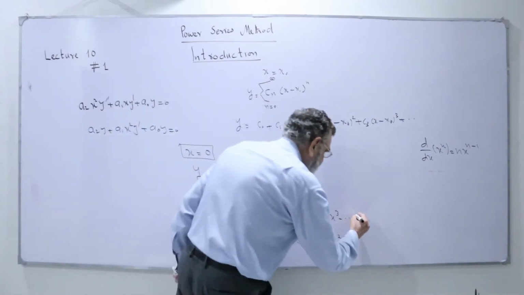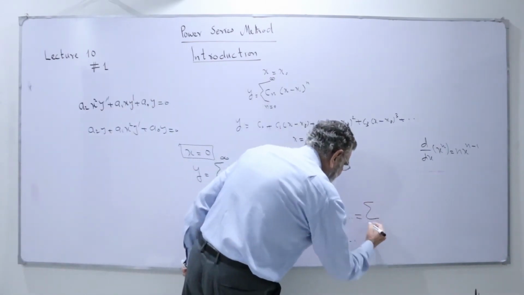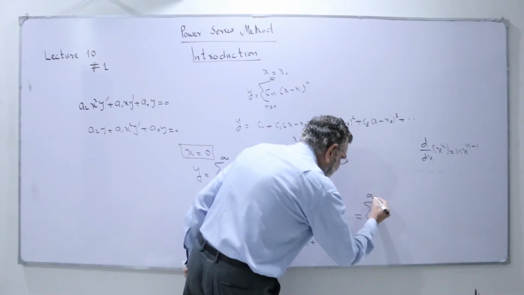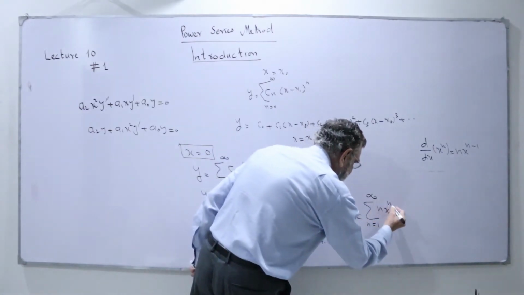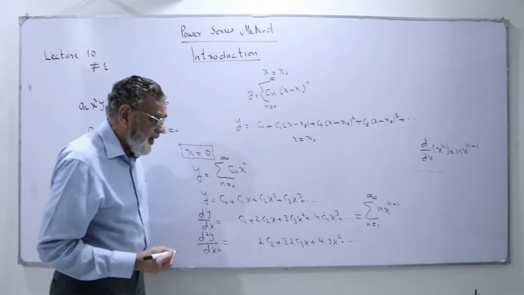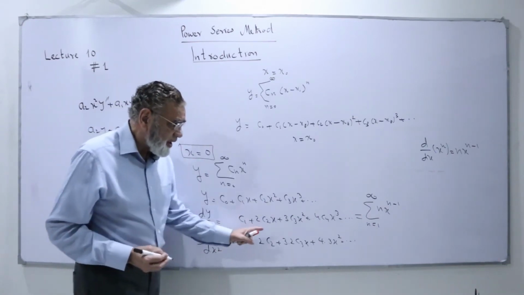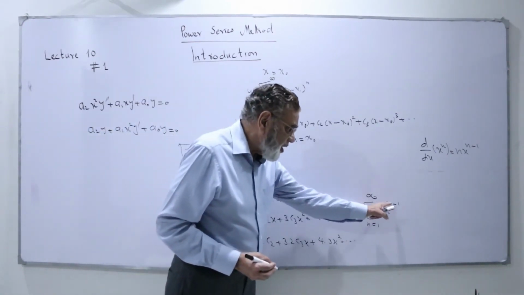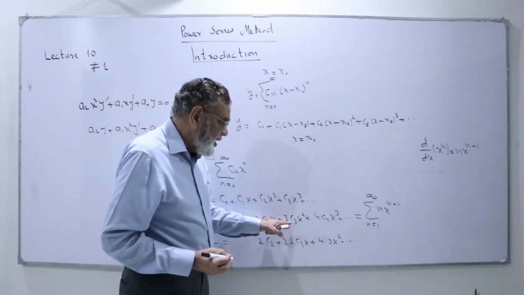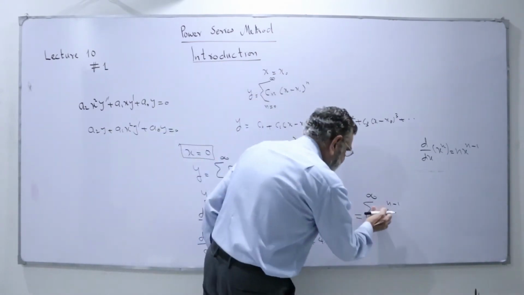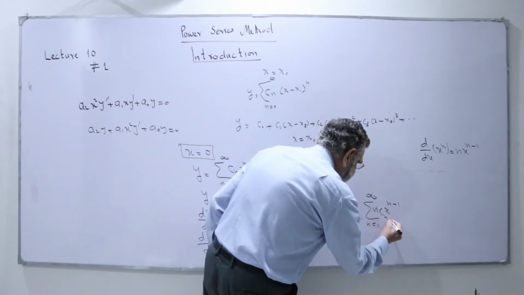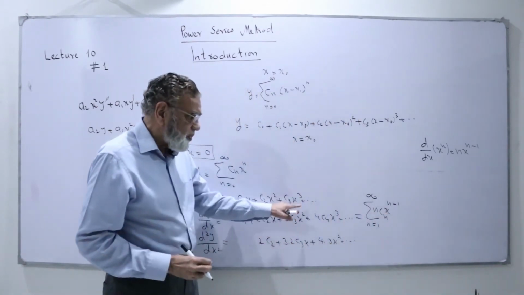So we can write this as sigma n from 1 to infinity n c_n x to power n minus 1. We take any value of n, we will get it here. For example, I take n equal to 3. So n equal to 3 is 3 c3 x to power 3 minus 1. Here is c_n and c_n. So we have 3 c3 x to power 2.